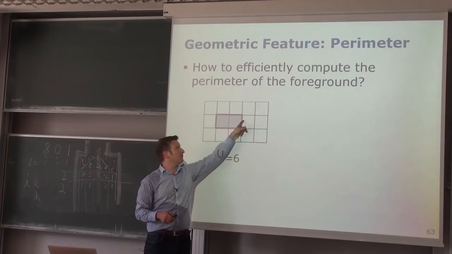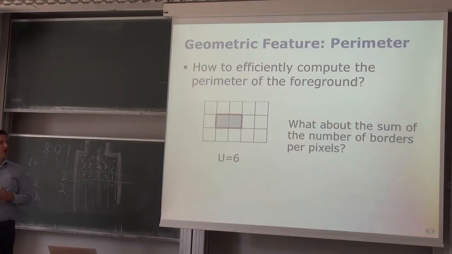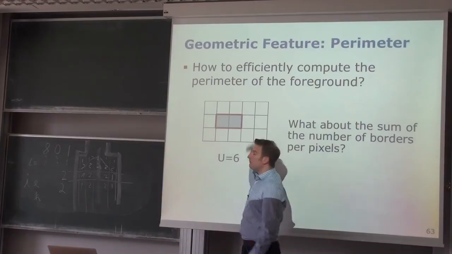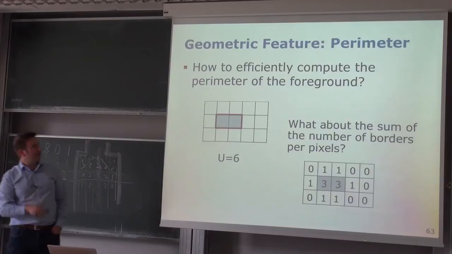So the question is, how do we obtain that? What about simply counting, going through the image and counting the number of borders that every pixel has? We simply pass through the image and say how many borders are actually connected to that. If I do that, I actually get this result.